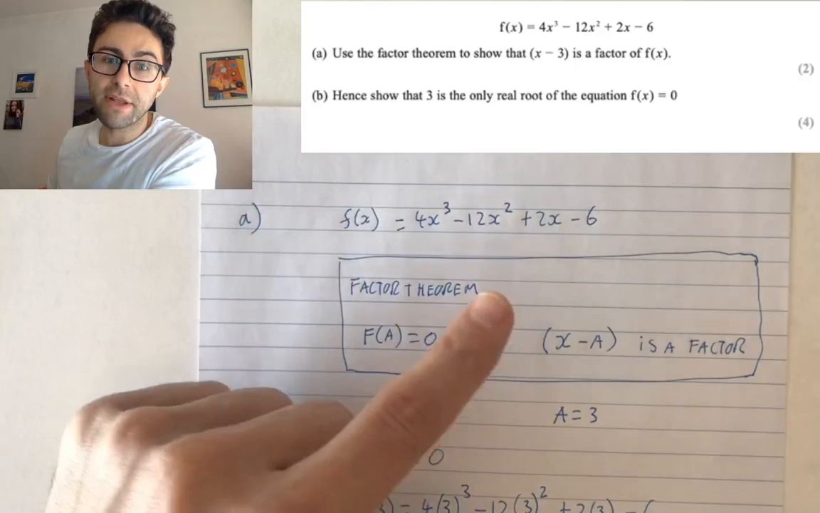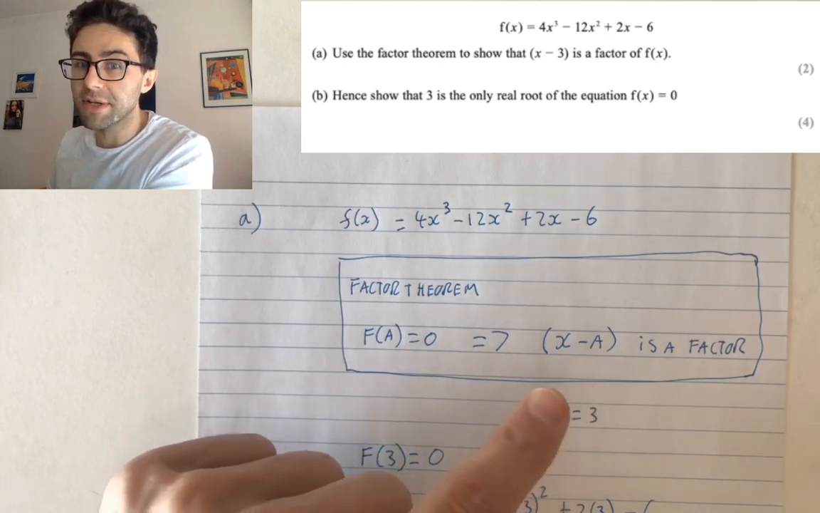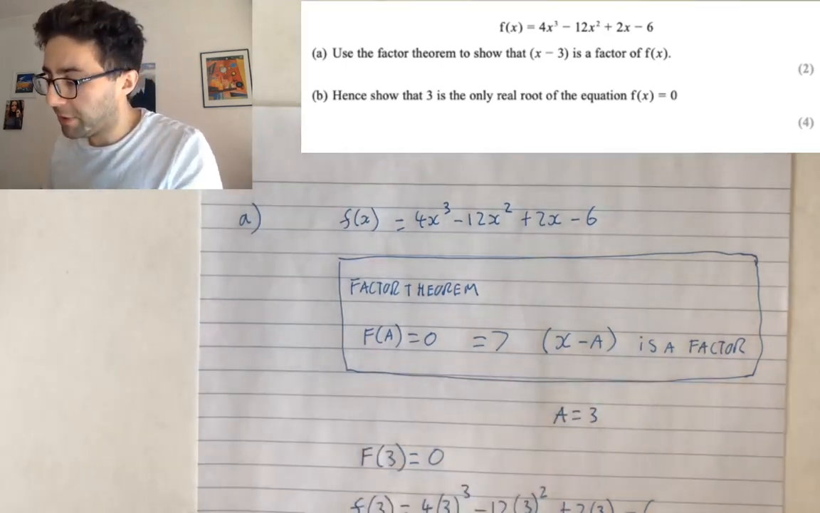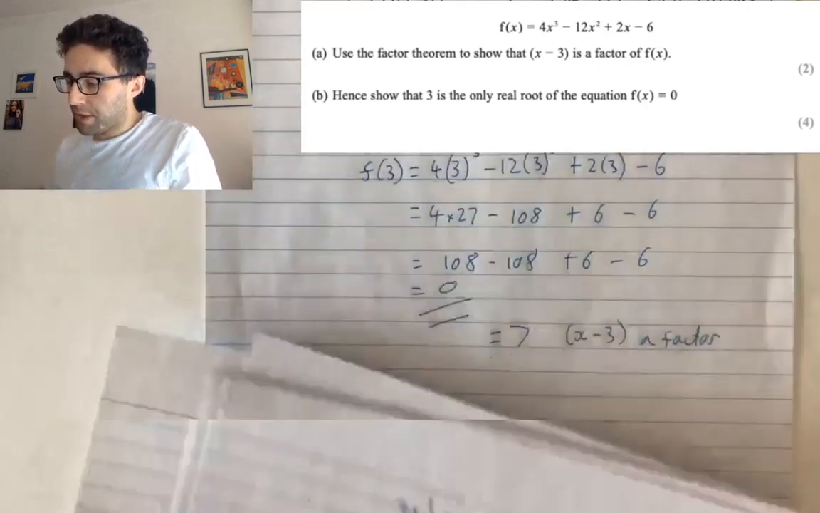If you put in minus 6, then it would be x plus 6 that's a factor, because it's minus minus. Anyway, you get the point. That's factor theorem. Put it in. Tell the world that x minus 3 is a factor because it worked out.